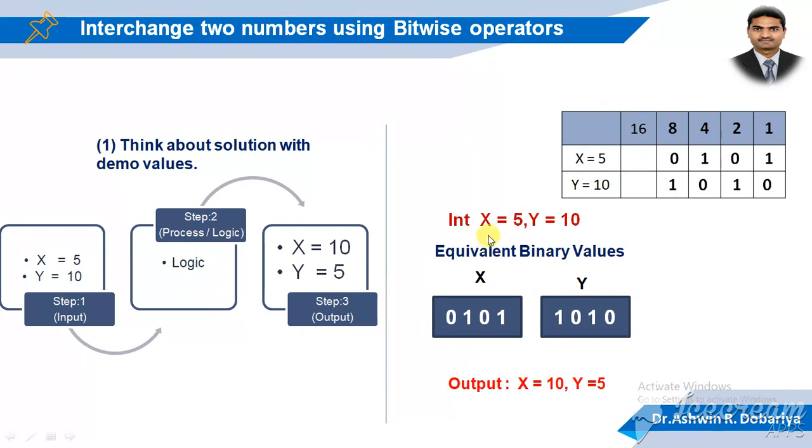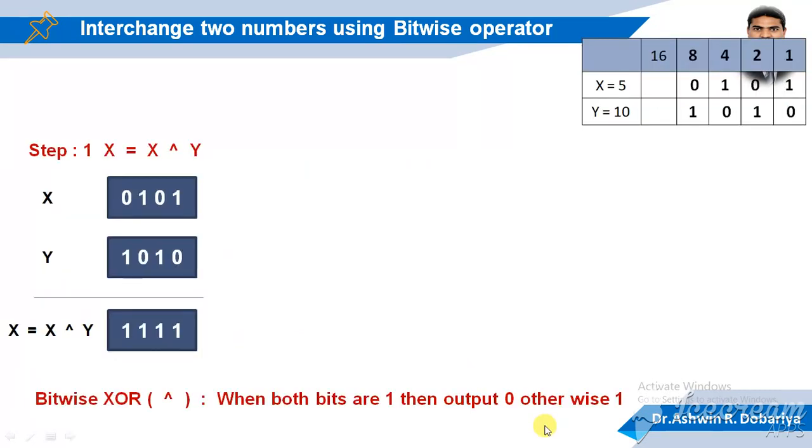Here the value of x is 5, so its binary representation is 0101, and the value of y is 10, whose binary equivalent is 1010. The output should be the reverse. So let's see the steps. In the first step, we write x XOR y. Here x and y are both variables, and XOR is a bitwise operator. There are many other bitwise operators, like AND, OR, negation, and XOR. To interchange two numbers, we will use the XOR operator.